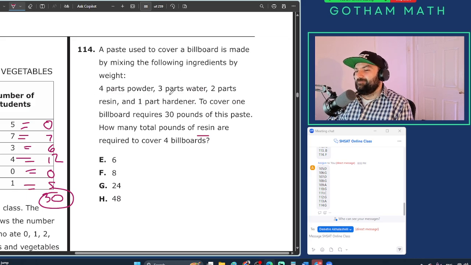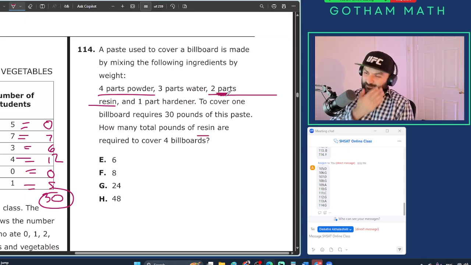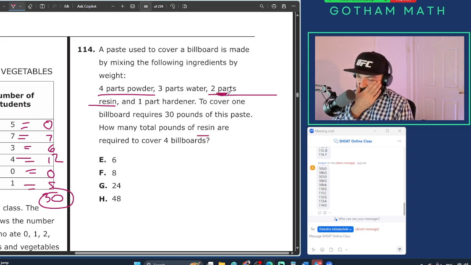2 parts resin. Can I show what I did? Yeah. Okay, so basically there are 10 parts in total, and 2 of those parts are resin. So I did 2 tenths times 30, and I got 6. And then I multiplied 6 times 4 and got 24.